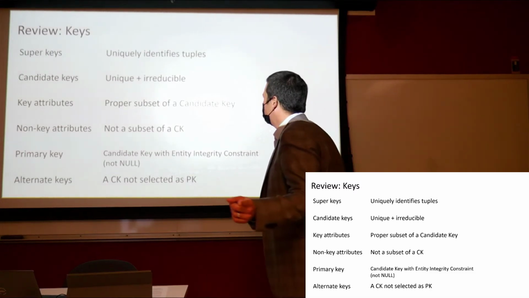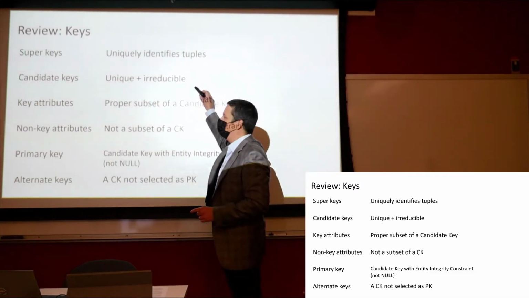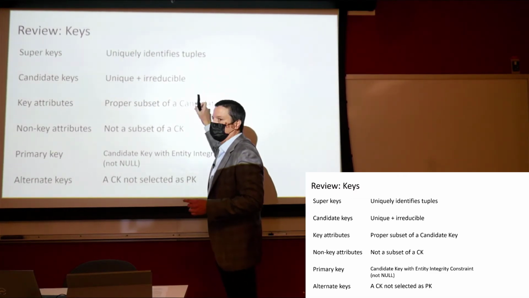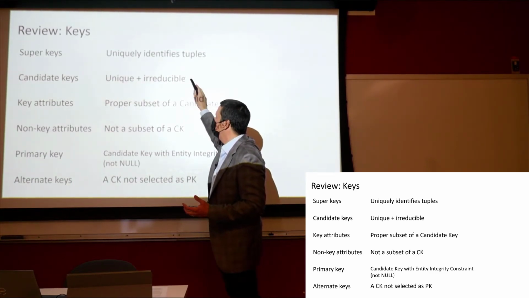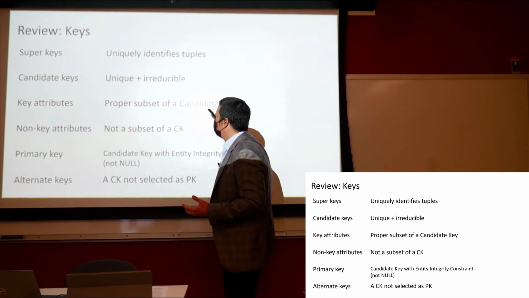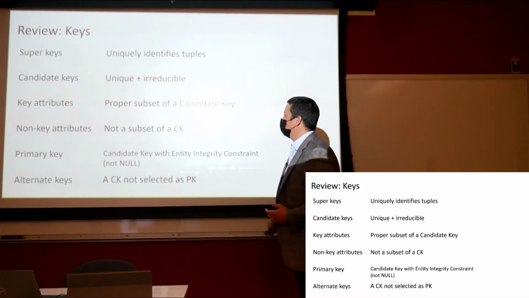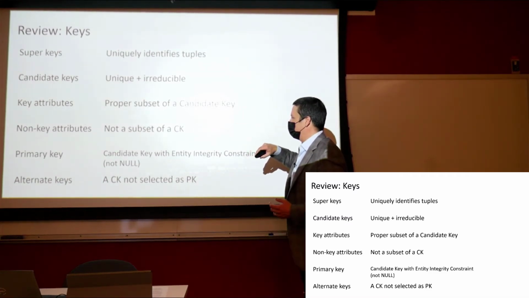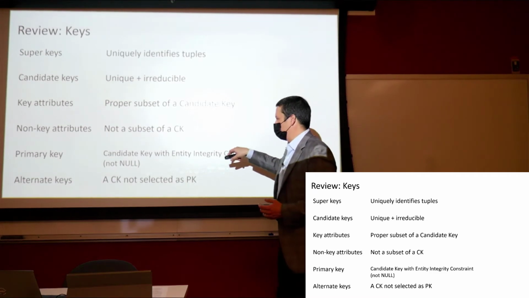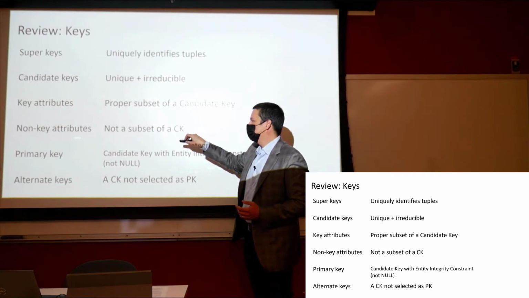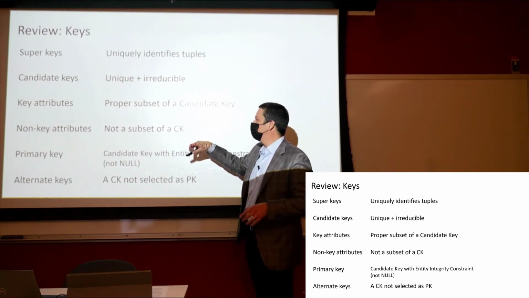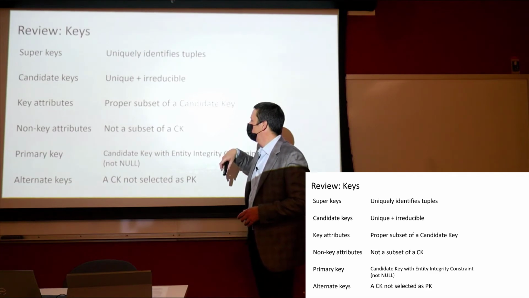But what's more useful than that is a candidate key. And a candidate key is unique and irreducible. So a super key that we can no longer remove any attributes from and it remain unique is a candidate key. Okay? Candidate keys are made up of key attributes. So a key attribute is any proper subset of a candidate key. A non-key attribute is any attribute that is not a subset of a candidate key. Okay, so these are attributes that don't play any role in uniquely identifying tuples in the relation.